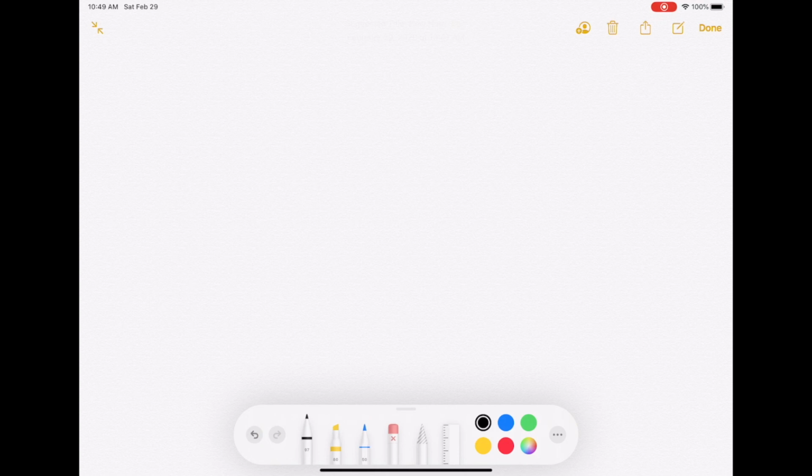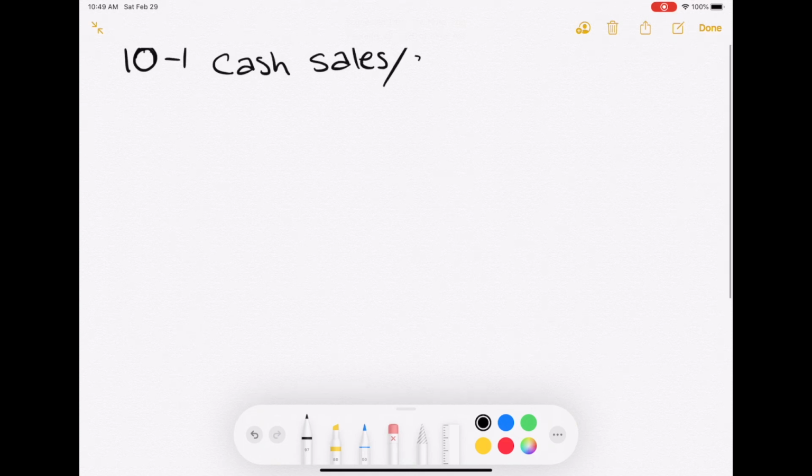So again, we'll be covering 10-1 on page 418, and that is cash sales and sales on account. The first part of this is cash sales, and that is looking at cash registers.